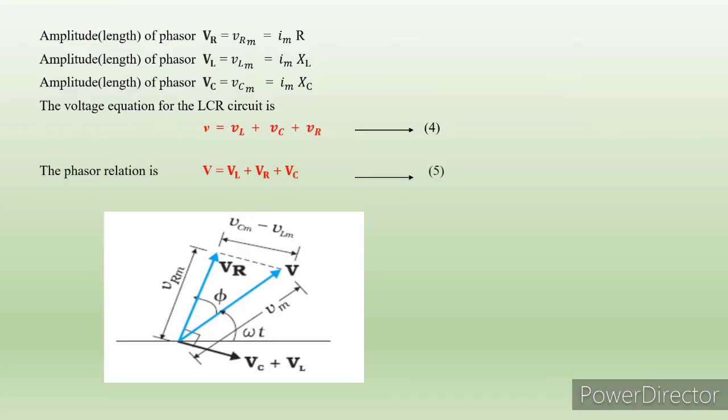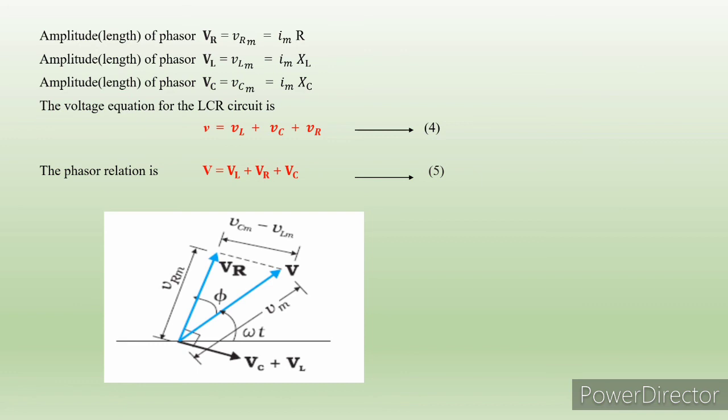The amplitude or length of the phasor VR is equal to VRM, that is equal to Im into R. Amplitude or length of phasor VL is equal to VLM, that is equal to Im into XL. Amplitude or length of the phasor VC is equal to VCM, that is equal to Im into XC. The voltage equation for the LCR circuit is given by V equal to VL plus VC plus VR.